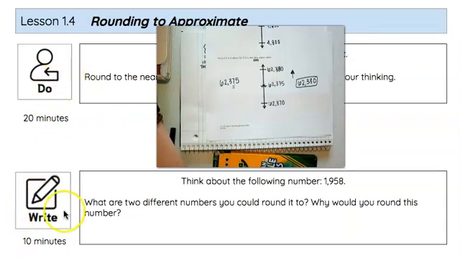After you finish your task, move down to the right section of your learning plan. In this section, I want you to think about the following number, 1,958. What are two different numbers you could round to? Why would you round to those numbers? If you're getting stuck on this, think about this number in terms of money or in terms of students at a school. That might help you decide how you want to round your number. Log this response in your math notebook and be ready to share it.